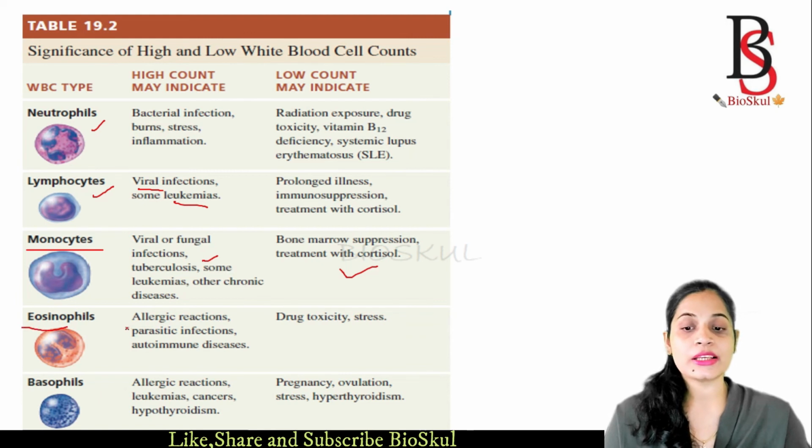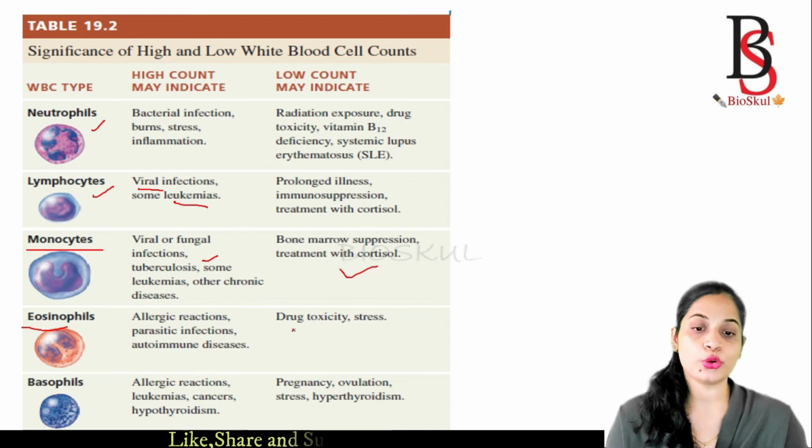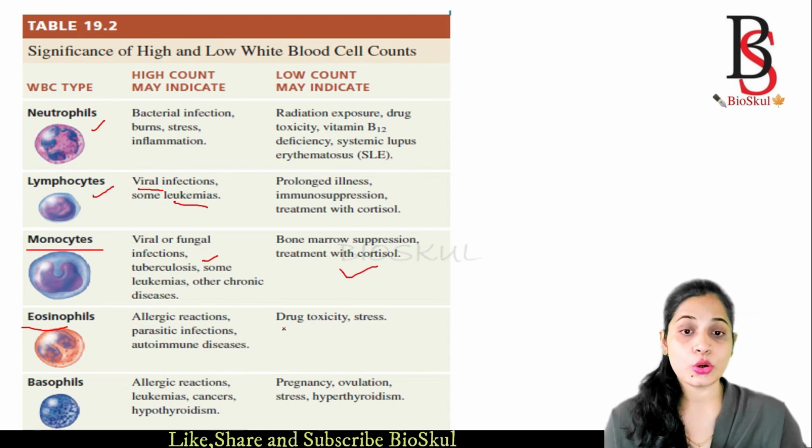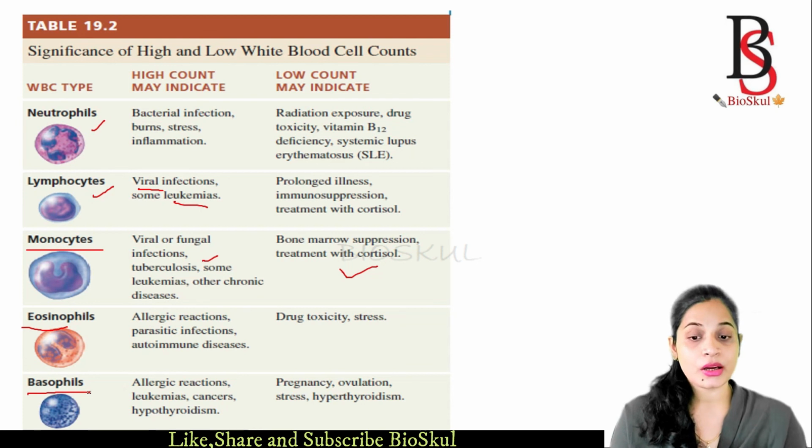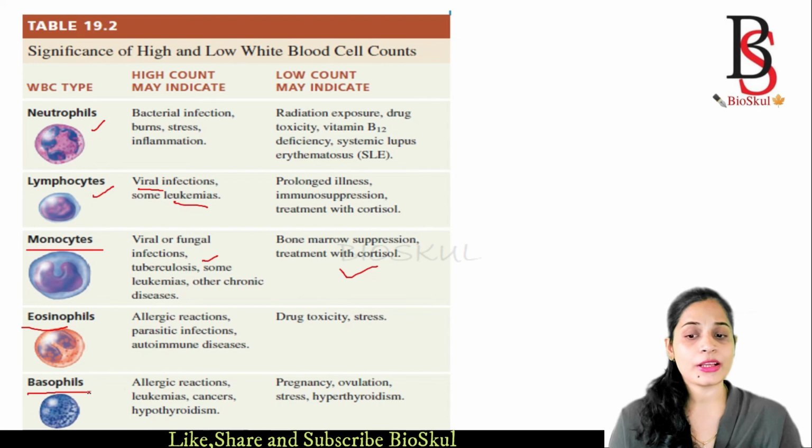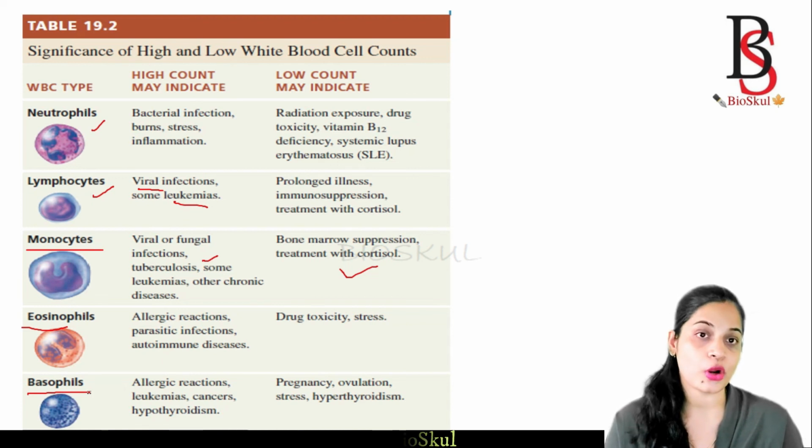Eosinophil number increases during allergic reaction or parasitic infection and any autoimmune disorder. Whereas the low count is detected during drug toxicity and stress. Allergic reaction, cancers and hypothyroidism lead to an increase in the number of basophils, which is the least count leukocyte. And this number decreases during pregnancy, stress and hypothyroidism. In this condition, in the differential leukocyte count, you may not find any basophil in the blood.